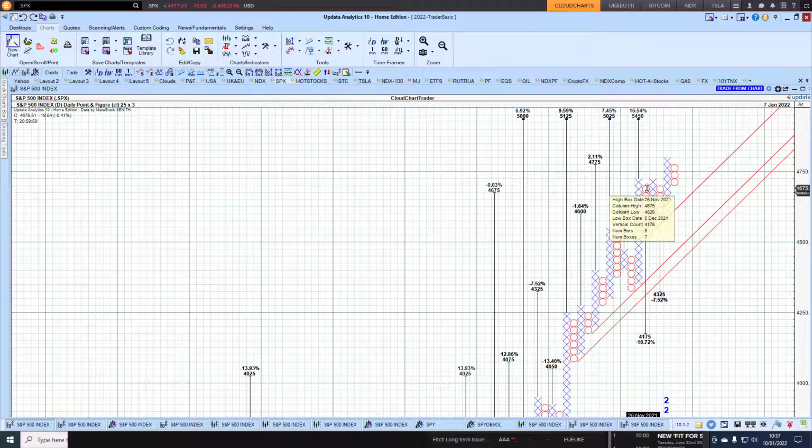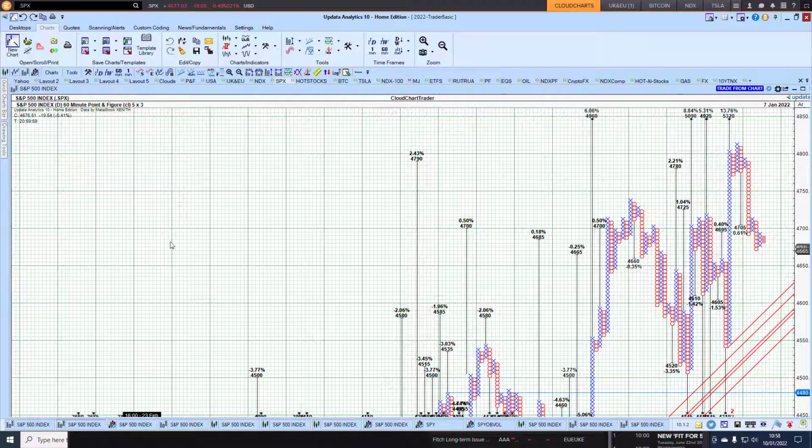It's on its way to test these old resistance levels for new support. So it'll be interesting to see if support will come back into the market in around this trend line support zone on a point and figure chart basis.